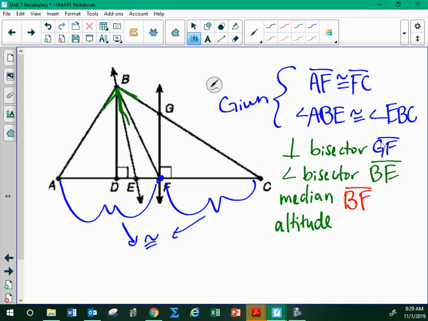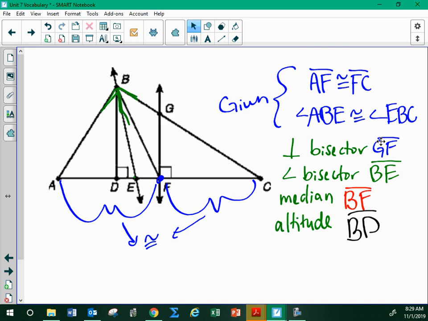Go ahead, Nikki. BD. So again, vertex and perpendicular to the opposite side. Now, like I said, for some triangles, you might have that your perpendicular bisector does also bisect the angle. So it is possible for some triangles that you might have the same segment for more than one of these. But for this particular triangle, they're all different. Okay, good. Questions with that?